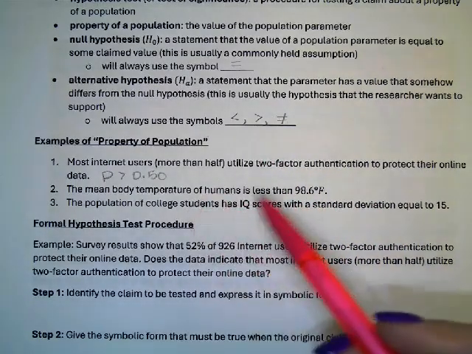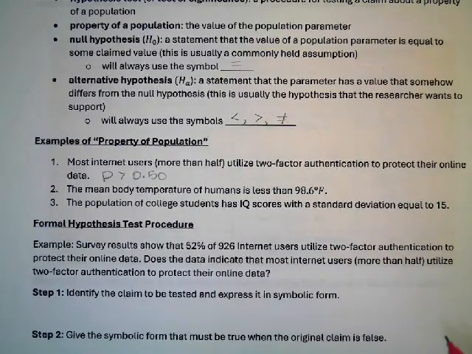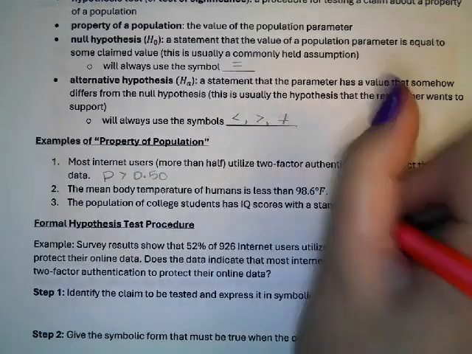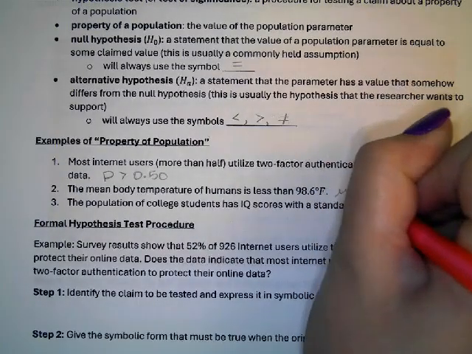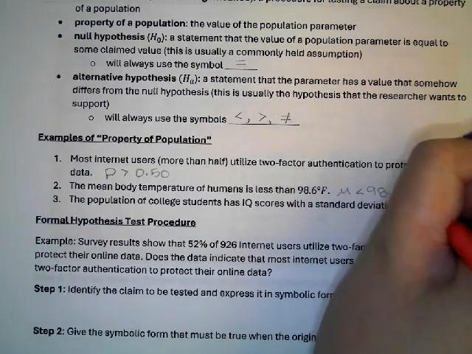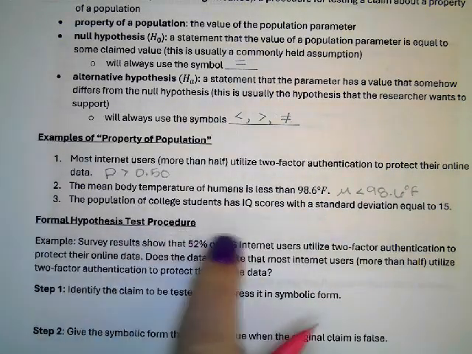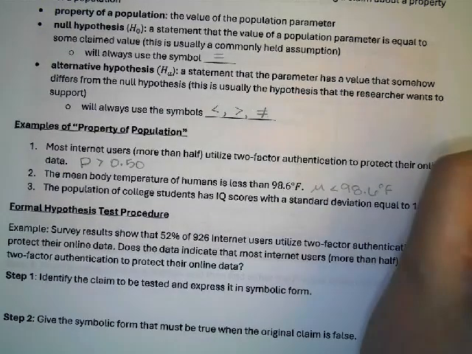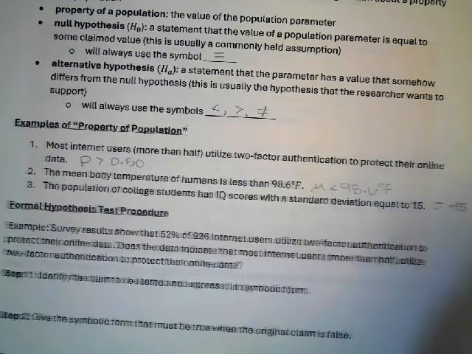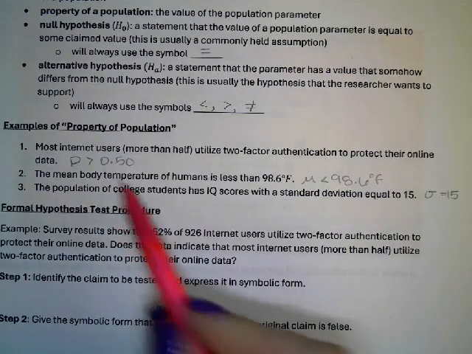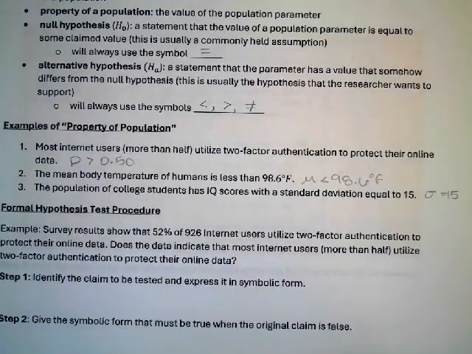The mean body temperature of humans is less than 98.6 degrees. Since we're using mean, we're going to use the variable for mean with the population, which is mu. Mu is less than 98.6 degrees Fahrenheit. The population of college students has IQ scores with a standard deviation equal to 15. So standard deviation of a population is sigma. So sigma equals 15. Those are just different ways you could write the population parameter based on how the statement is phrased.